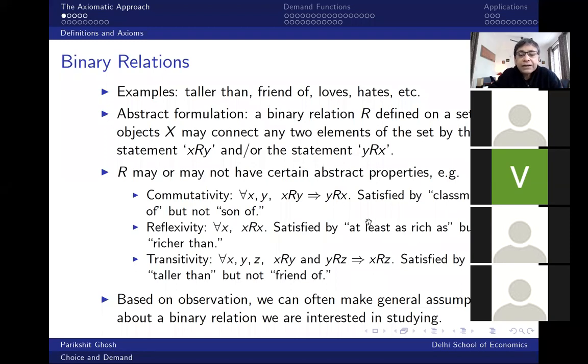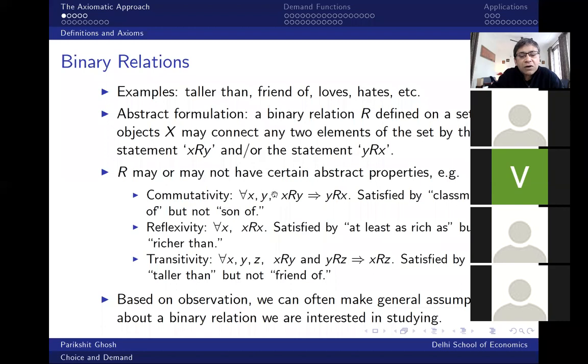Now, when we are studying consumer choice, consumer preference, the binary relation we'll focus on is the weak preference relationship. Is the bundle A weakly preferred by the consumer to the bundle B? That is our binary relation that we'll study. And we'll want to impose some properties on it. Of course, we have to assume something to get any results. There are no theorems you can prove without any axioms or assumptions.